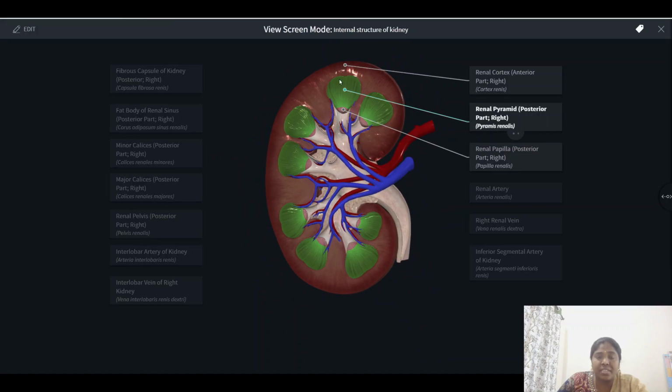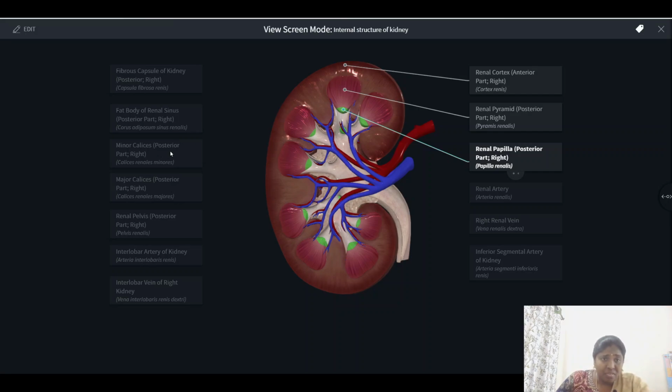This is called the cortex, and these are triangular in shape. So in the triangular shape of the renal pyramid, you can find at the bottom the whitish color. This is the renal papillae. All the nephrons you can find in this region. The nephrons elongate and the urine will be collected in the papillary region.